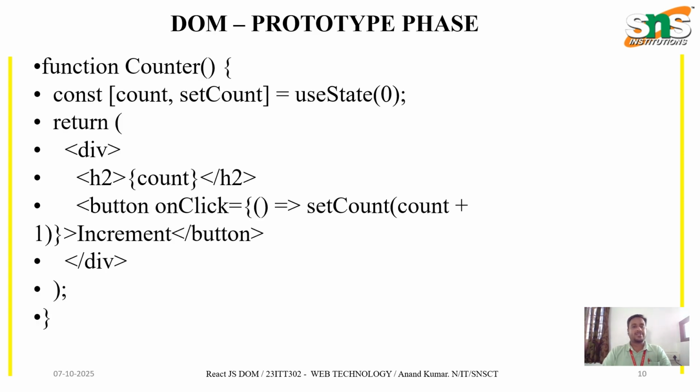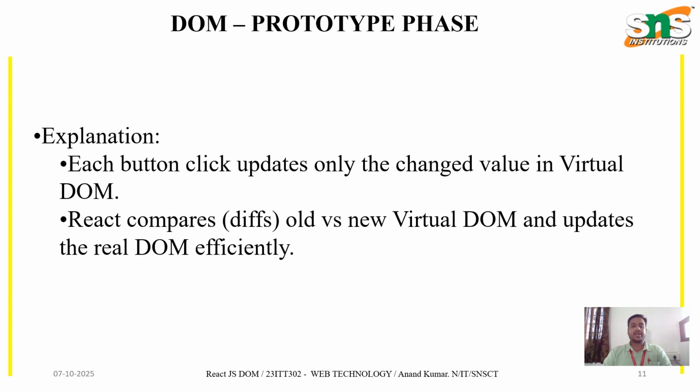Considering the prototype phase, function Counter, I'll explain this snippet. The function is declared as Counter, and the constants are count and setCount, with useState set to 0. While returning, it has a count display and a button with an onClick event, which increments the count. I mean to say, the counter increments by one on each click. As I told you, each button click updates only the changed value in the virtual DOM, not the entire value. React compares, that is differentiates, the old versus new virtual DOM and updates the real DOM efficiently.